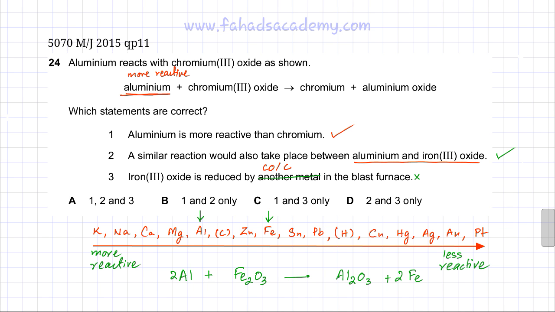Carbon is more reactive than iron, so carbon is also able to reduce iron 3 oxide and knock out iron. But the reason why carbon and carbon monoxide are used is because they are cheaply available. So in the blast furnace, coke, or carbon or carbon monoxide, are used to reduce iron 3 oxide. So this third statement is incorrect.